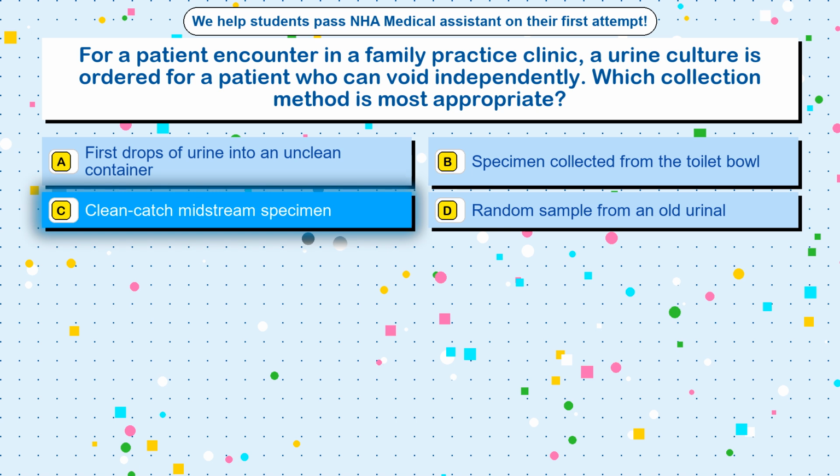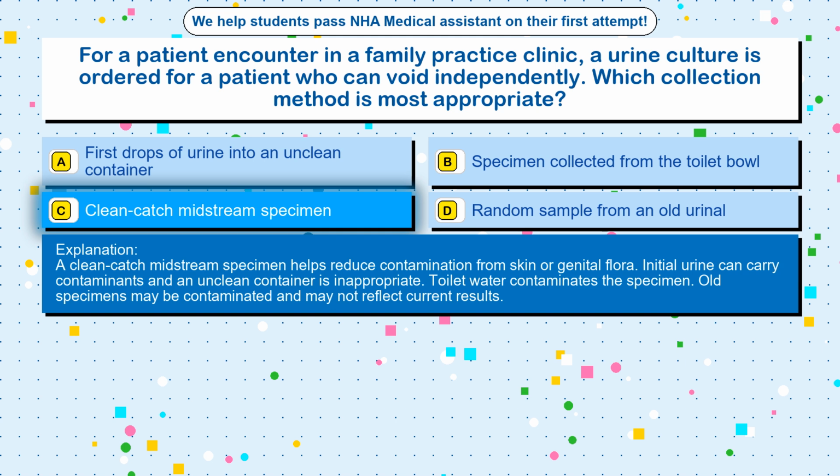Clean catch midstream specimen. A clean catch midstream specimen helps reduce contamination from skin or genital flora. Initial urine can carry contaminants and an unclean container is inappropriate. Toilet water contaminates the specimen. Old specimens may be contaminated and may not reflect current results.